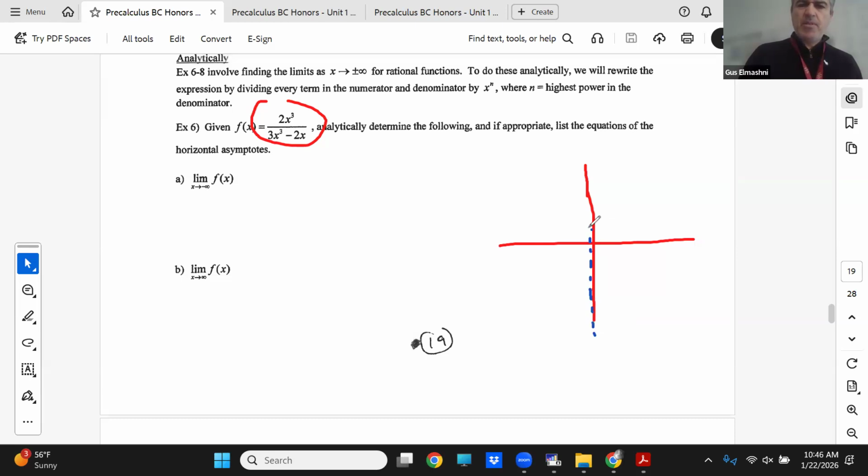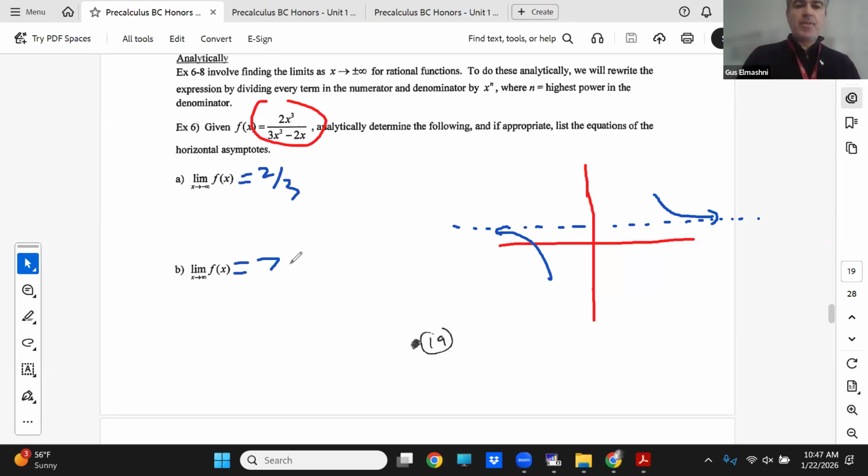There's probably going to be some vertical asymptotes too. I think there's one at 0, or no, it's a hole. I don't care what happens in the middle because we're not being asked that question. So let's just look at the left and right ends. So the limit in each of these cases is 2/3. So y is going to equal 2/3.